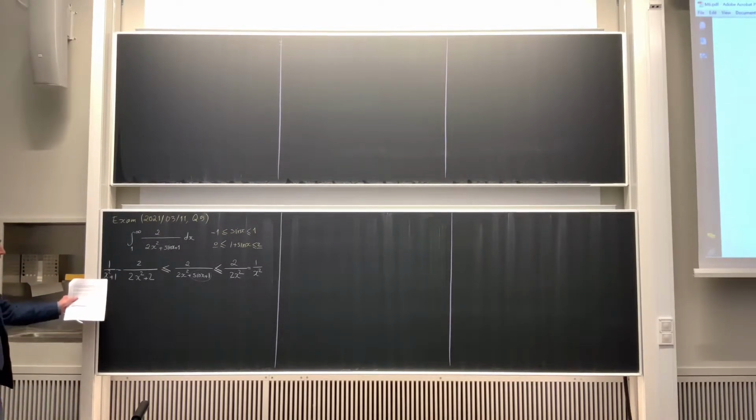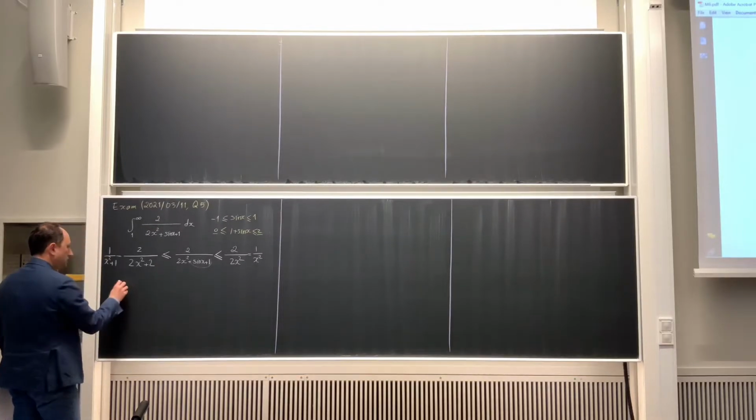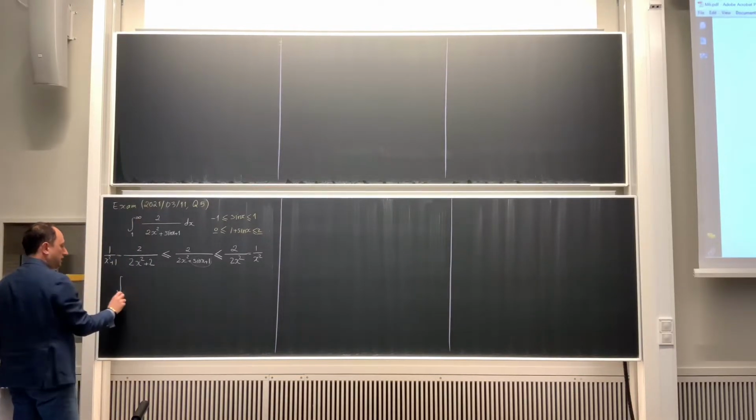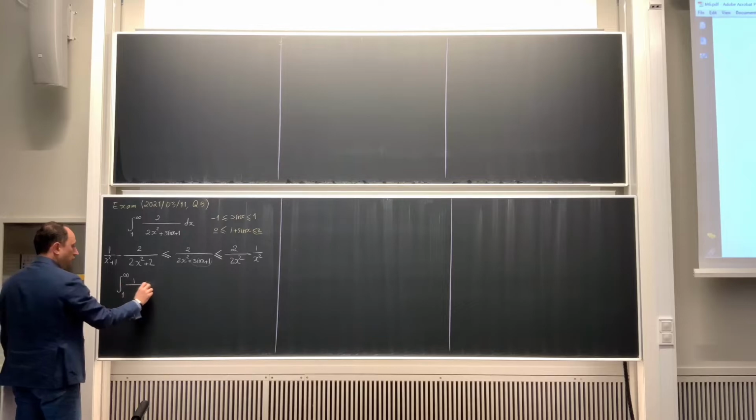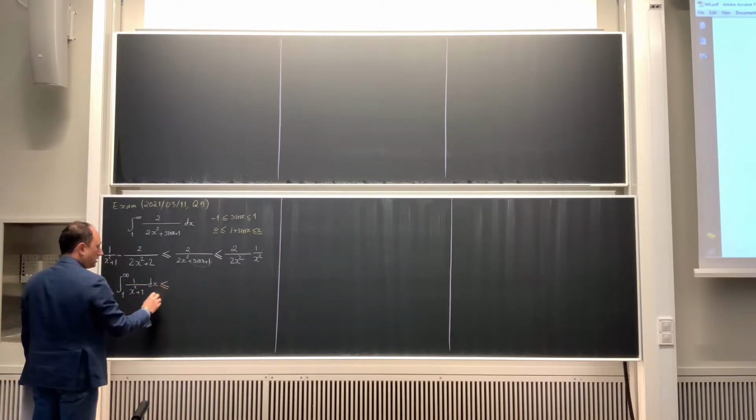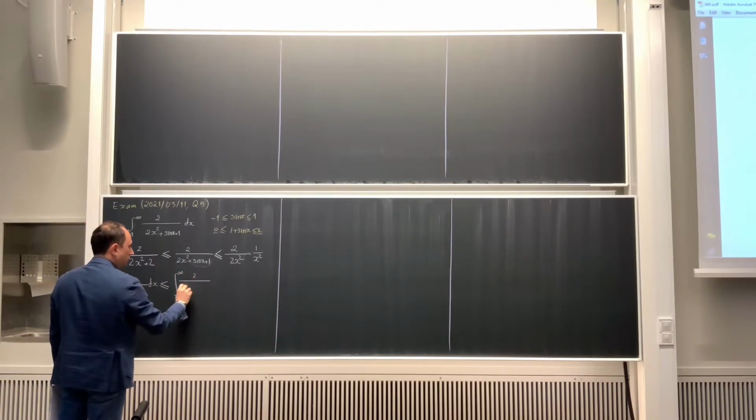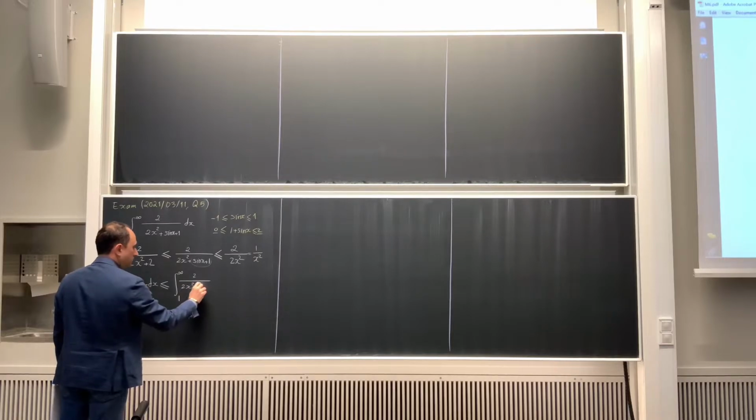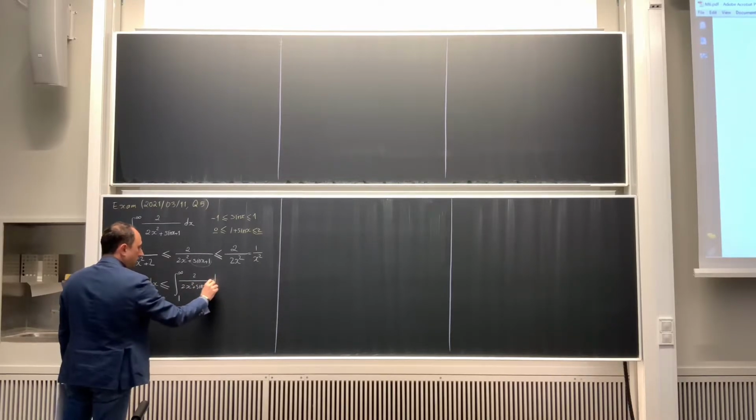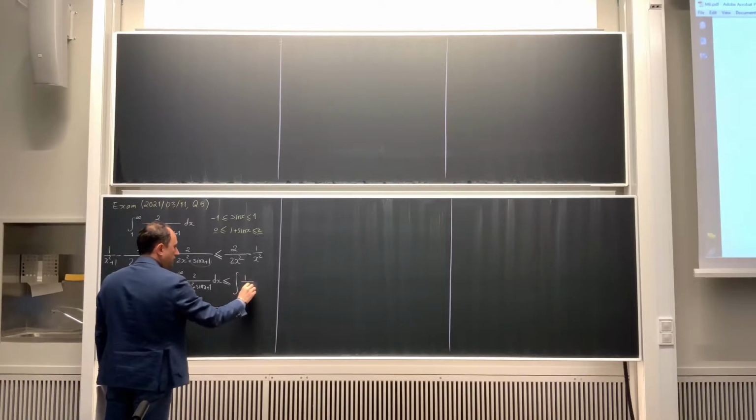And I think this is famous. This integral should be famous for you. So this means that the integral from 1 to infinity of 1 over x squared plus 1 dx is less than or equal to the given integral from 1 to infinity of 2 over 2x squared plus sine x plus 1 dx. And then it is less than or equal to the integral of 1 over x squared dx, where x goes from 1 to infinity.